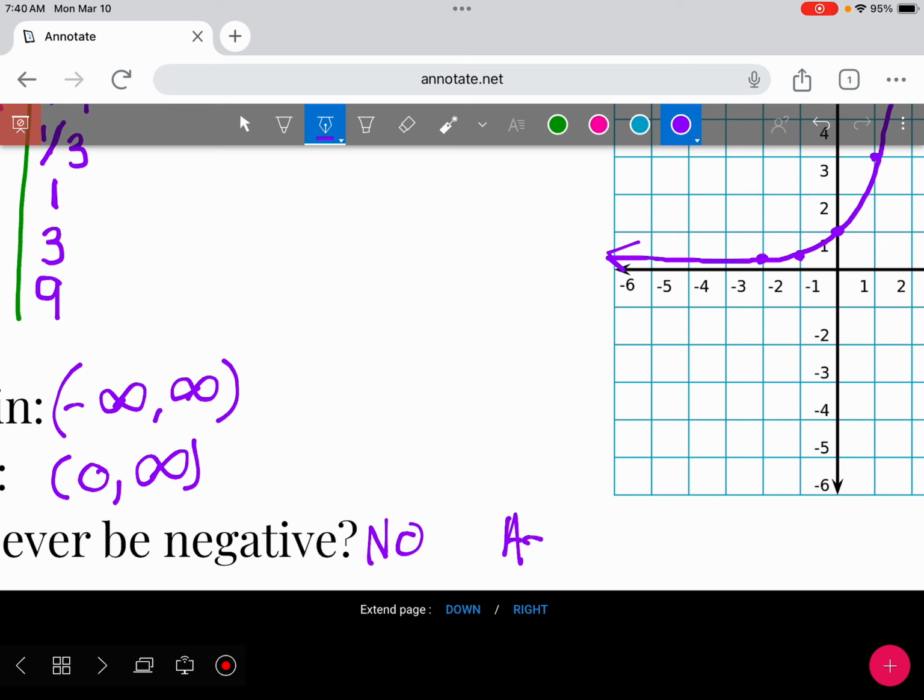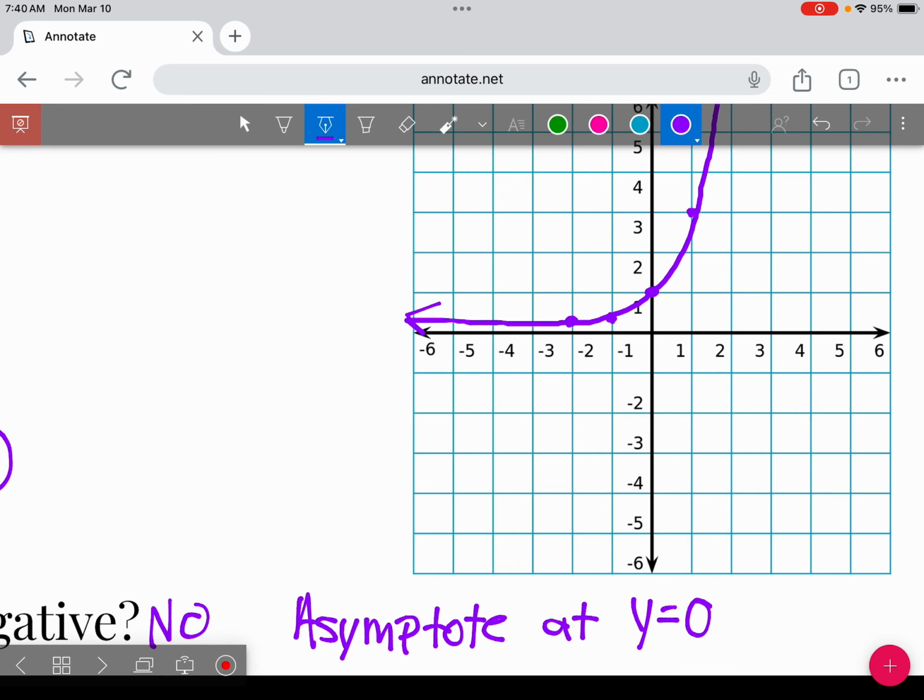We have an asymptote at y equals 0. We always write our asymptotes as equations. Do not tell me your asymptote is 0. Your asymptote is at y equals 0, because it is a line.